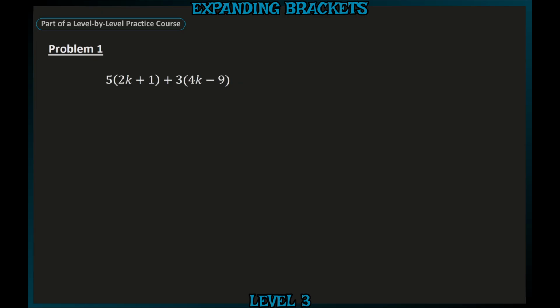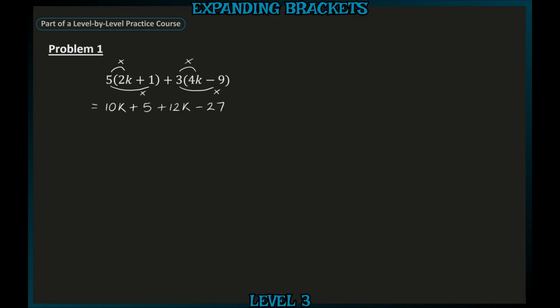So starting with the first bracket, we can multiply 5 by 2k, and this gives us 10k. Next, we can multiply 5 by 1 to give us plus 5. For the second bracket, we have 3 times 4k, which is plus 12k. And finally, 3 times minus 9 gives us minus 27.